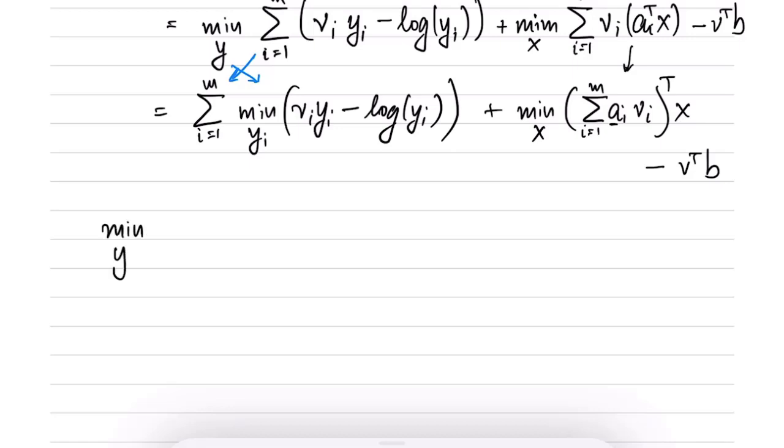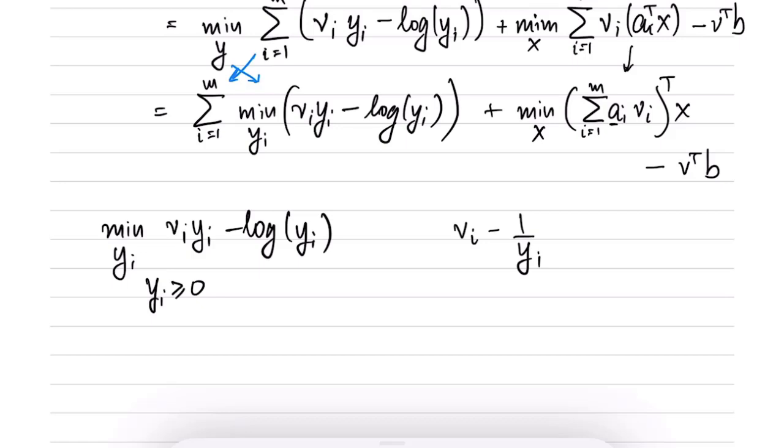So what is the minimization of yi, nu i yi minus log yi? What is the solution of this problem? To see this, what we can do is simply differentiate it with respect to yi and set it equal to 0. We must, however, remember that yi is greater than or equal to 0. That is the implicit constraint. So if we differentiate it with respect to yi, we will get nu i minus 1 by yi equal to 0, or in other words, yi equal to 1 by nu i.